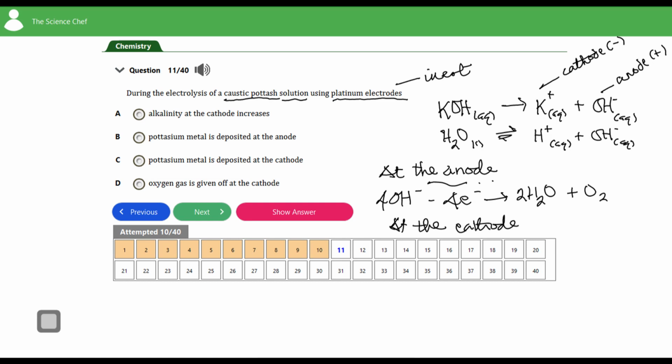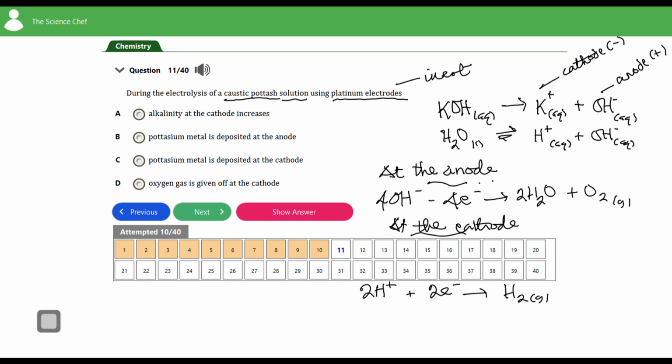Whereas at the cathode, the potassium and hydrogen ions will migrate to the cathode, and the hydrogen ion will be preferentially discharged, due to its lower reactivity in the electrochemical series. So it undergoes reduction to form hydrogen gas. Fine. We are not going to go into too much detail on this. We are going to stop here based on the question that we are being asked.